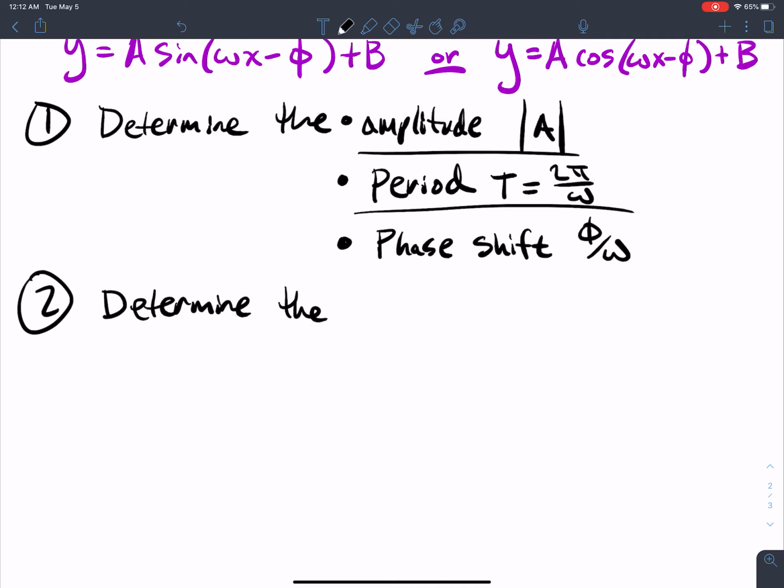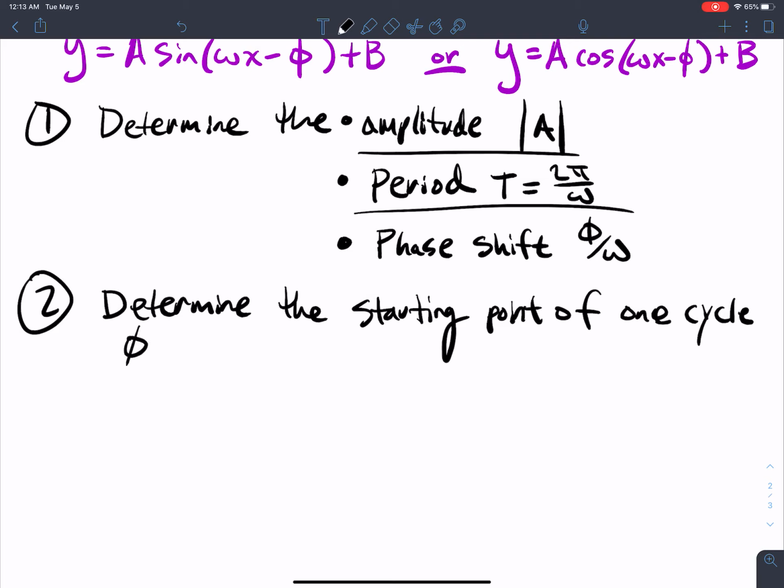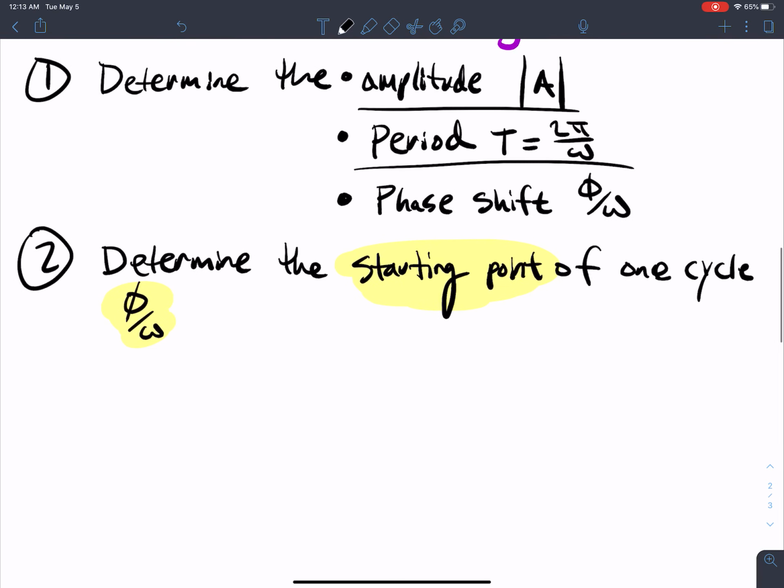All right, after you get those values, step 2, you're going to determine the starting point of one cycle. So determine the starting point of a cycle of the graph. And the starting point is phi divided by omega. All right, that's that x value.